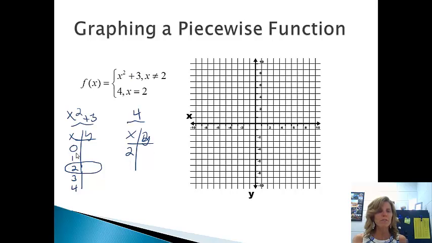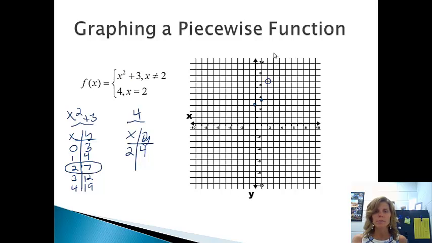So now when I go to fill these in, 0 squared plus 3 is 3, 1 squared plus 3 is 4, 2 squared plus 3 is 7, 3 squared plus 3 is 12, and 4 squared plus 3 is 19. All right, and then this one, when x equals 2, we know simply that y is equal to 4. So now I'm ready to graph that first one: 0, 3, 1, 4, and I can again go ahead and graph 2, 7, it just needs to have an open circle there.